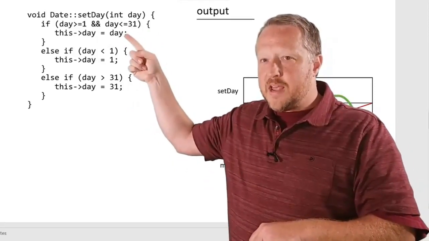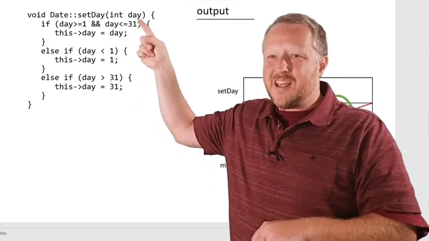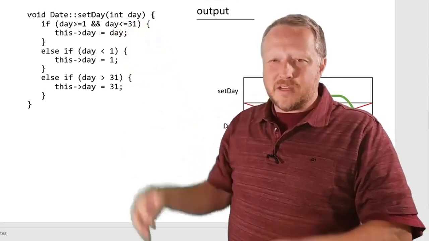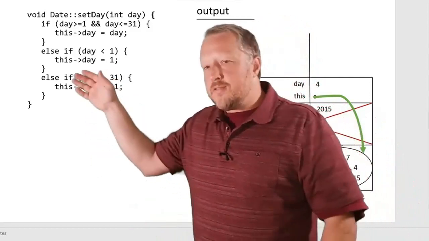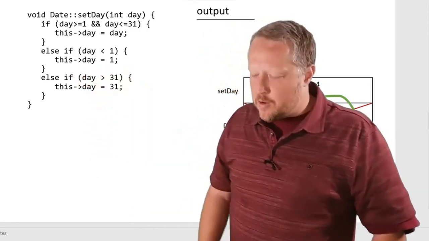This one, this same day, is this day that we just passed in. Again, could you have changed the variable names differently? Yeah, that's not a bad idea, but we're lazy. So that's why you have the this.day and then going from there.